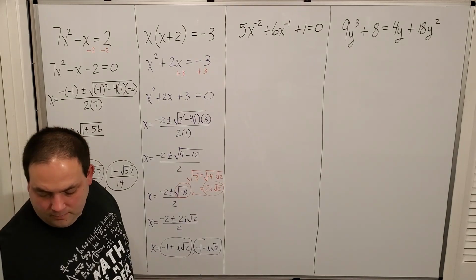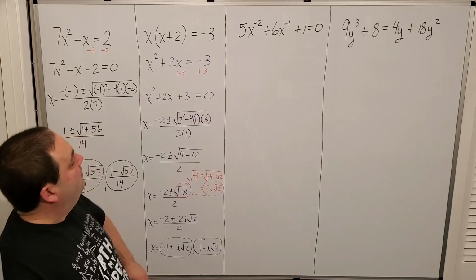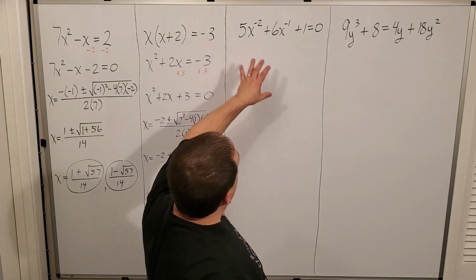Okay, next we have the rational equation, which is also a quadratic type.